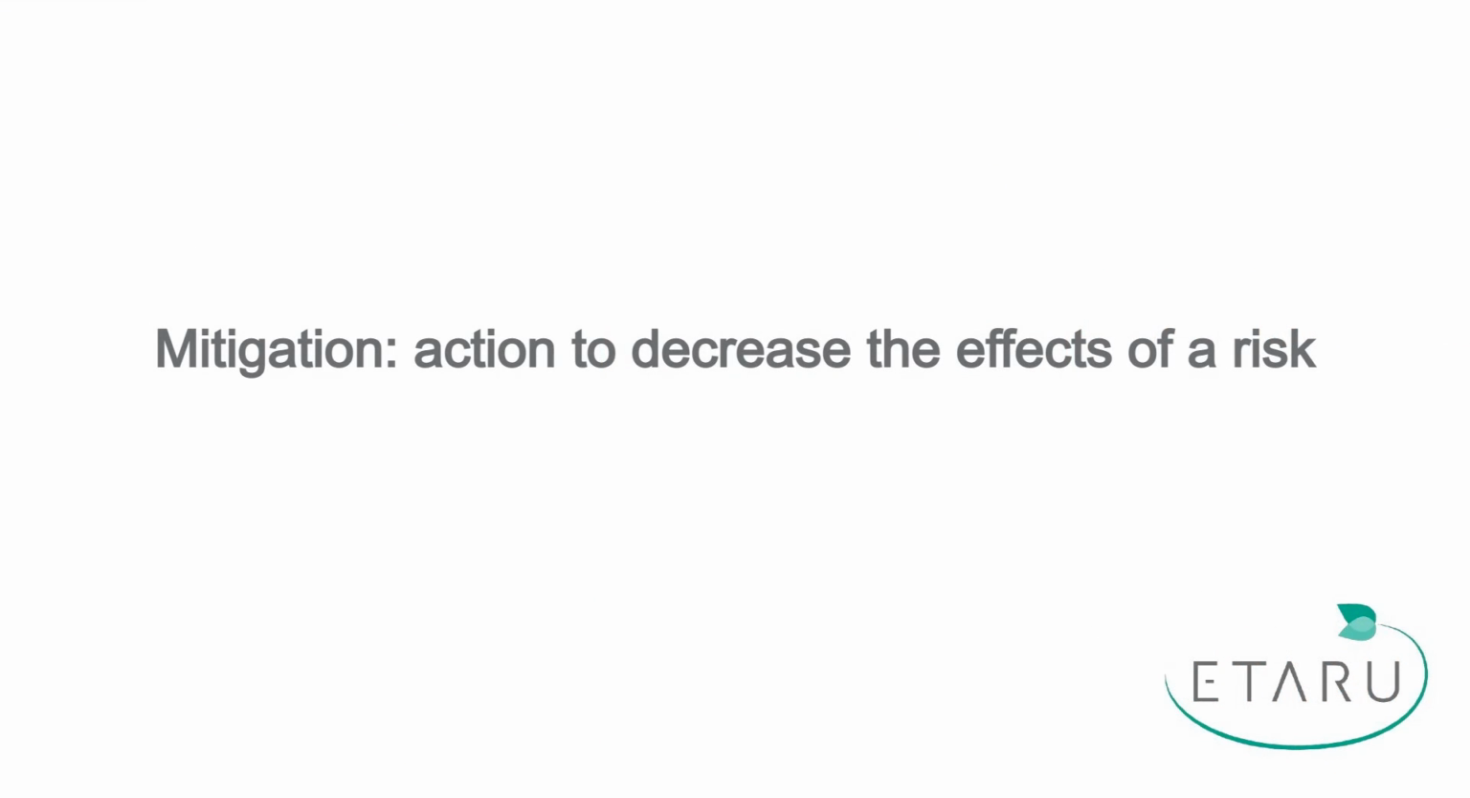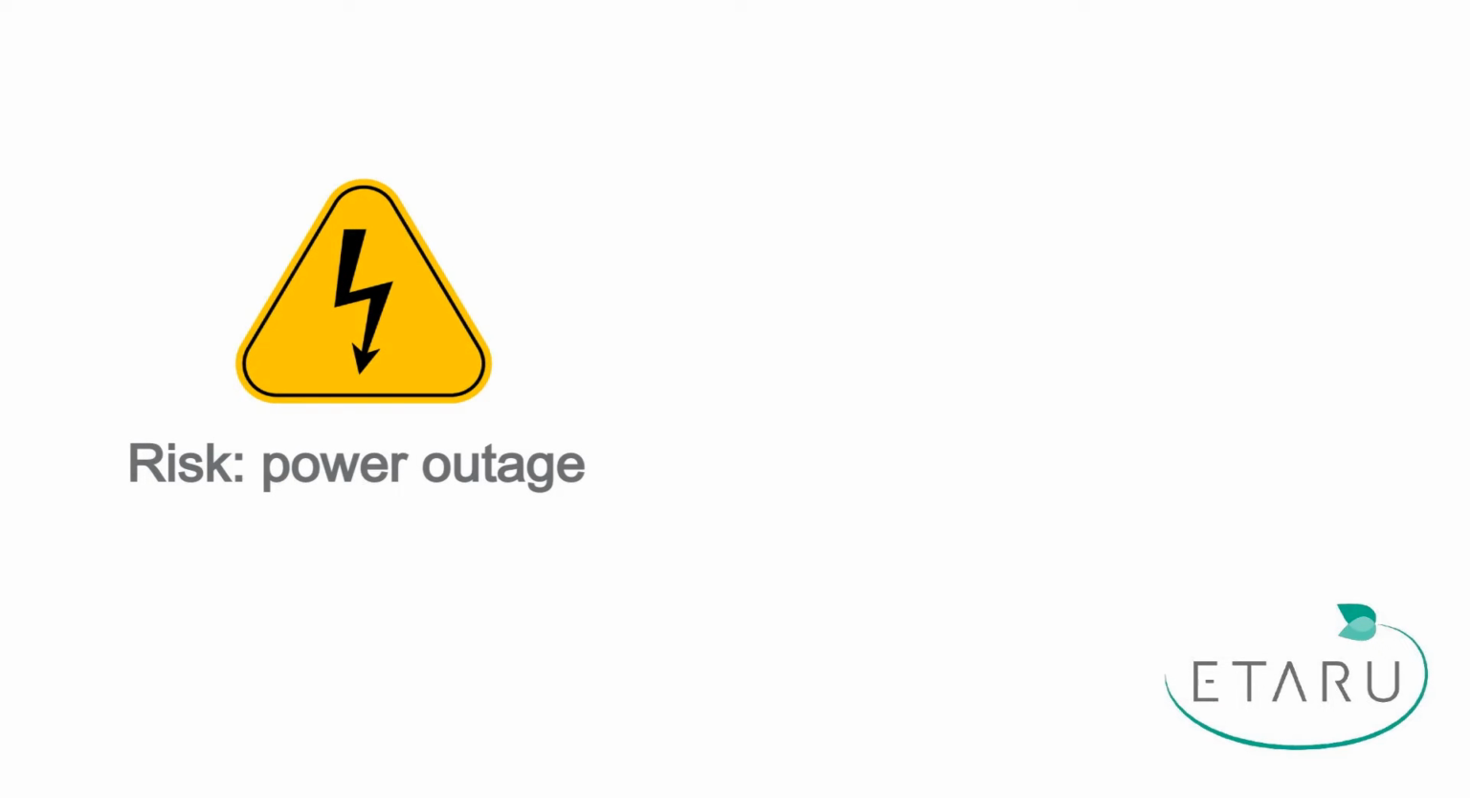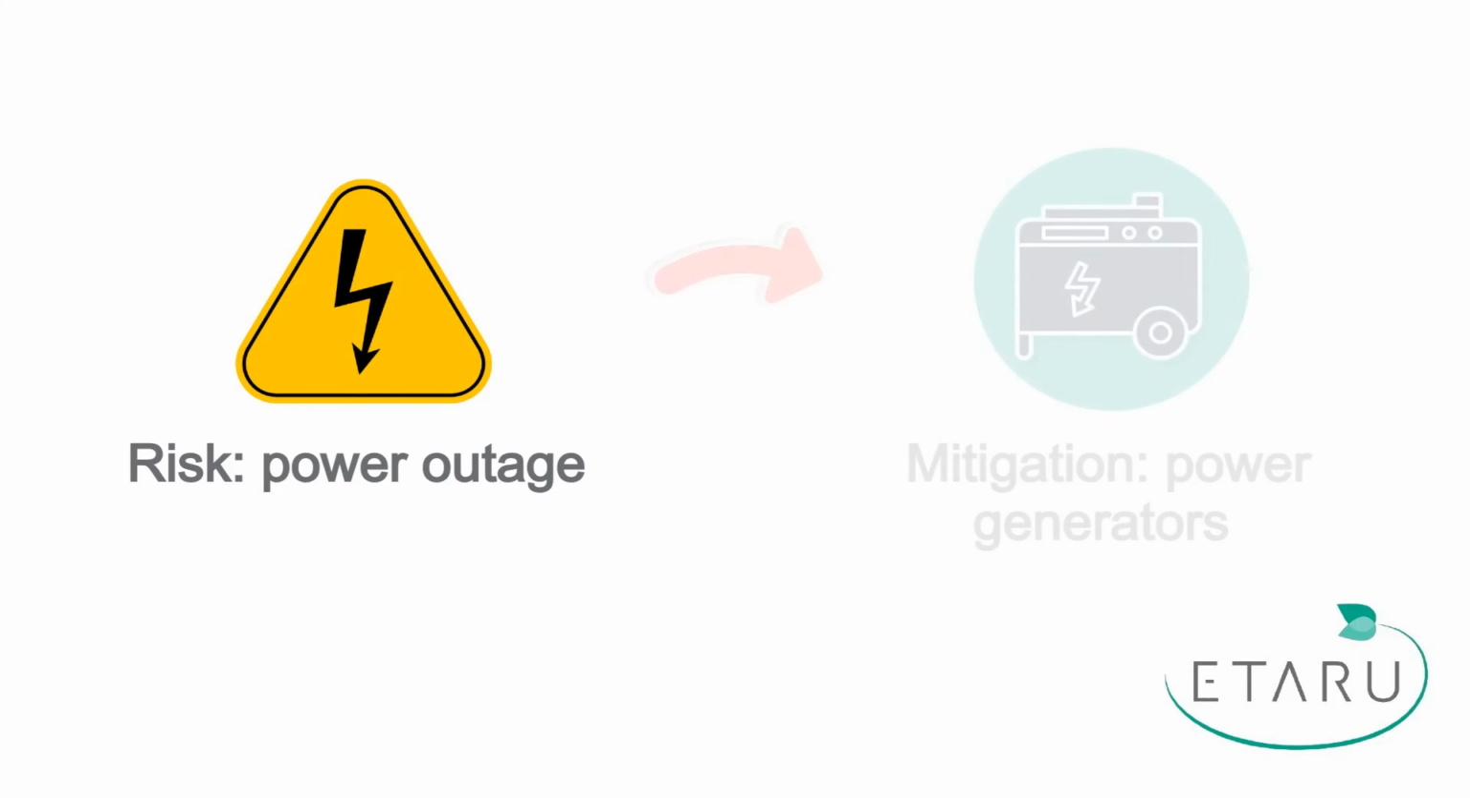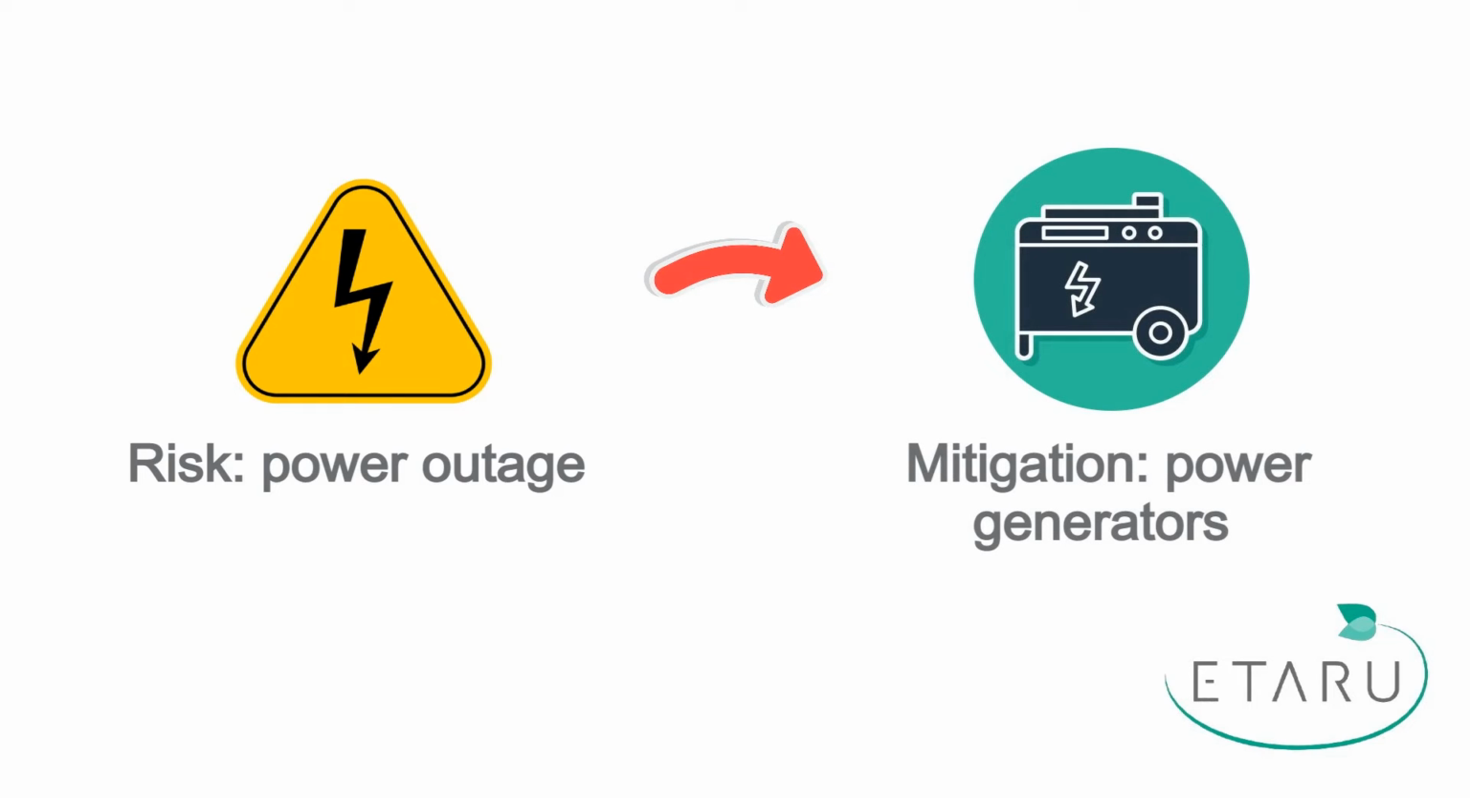The next step is planning and undertaking risk mitigation. Risk mitigation refers to actions that can be taken to decrease the effects of a risk on the project. For our music festival example, power outages was identified as a risk. One way to mitigate this would be to rent mobile generators to ensure an uninterrupted supply of power. This mitigation action would need to be included in the project plan, as it would impact the scope and budget of the project.